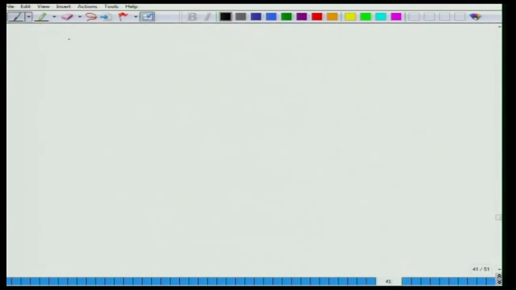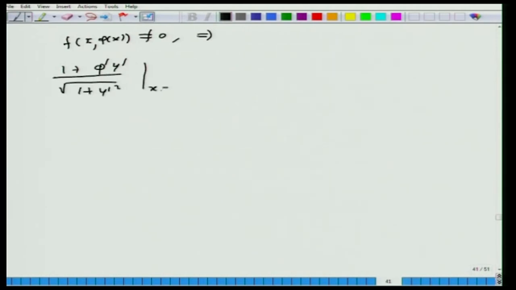Now, it is assumed that this f of x phi x, as before we assume that this is not equal to 0. So, we can divide by this, and so this implies that 1 plus phi prime y prime over square root 1 plus y prime square at x equal to x 3 minus equal to 1 plus phi prime y prime over root 1 plus y prime square evaluated x equal to x 3 plus. So, that is the condition we get here. So, from this we want to derive the standard laws of reflection and refractions. So, let us consider the case here.